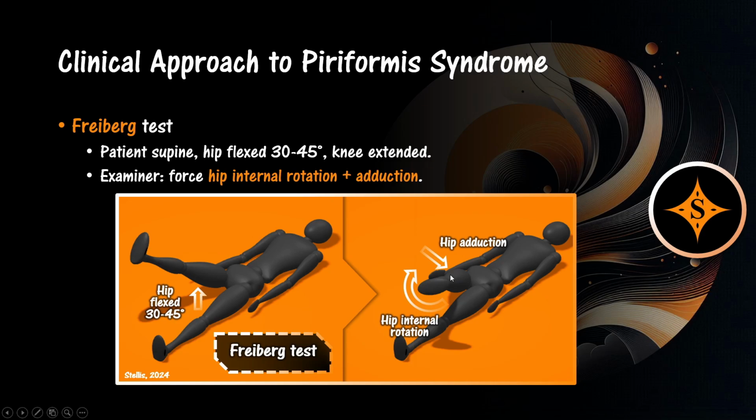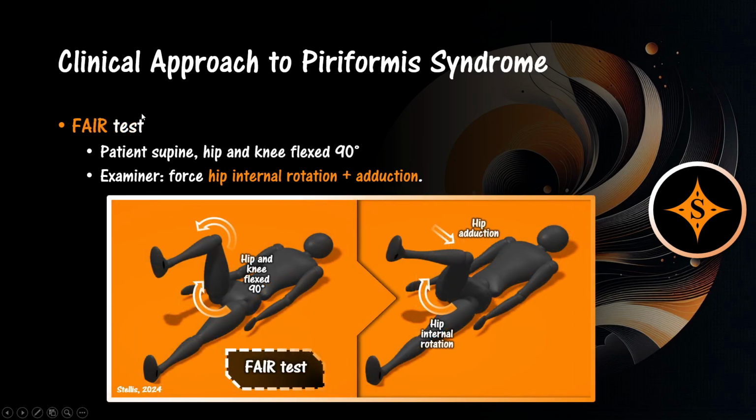So the hip is moved closer to the midline with hip internal rotation. As you can see, this foot is turned inward, but not because the foot is turned inward, but because it's the hip that's turned inward. That is the internal rotation. If you do this while the patient is supine with the hip flexed 30 to 45 degrees with knee extended, and it causes the piriform pain, that's a positive test for the Freiberg test, positive result.